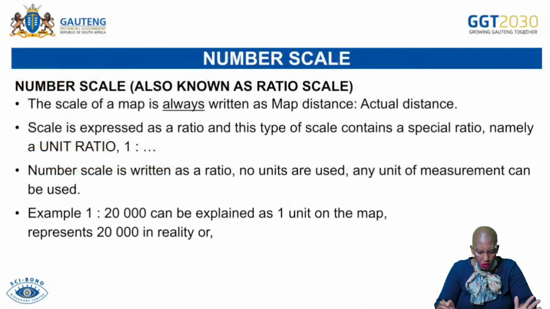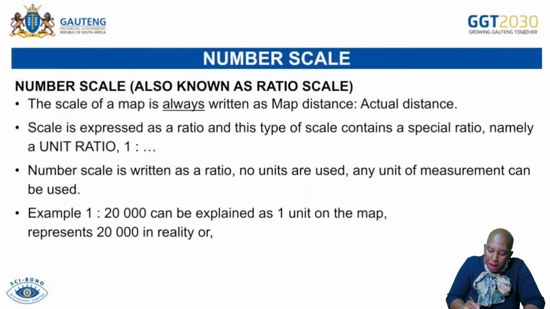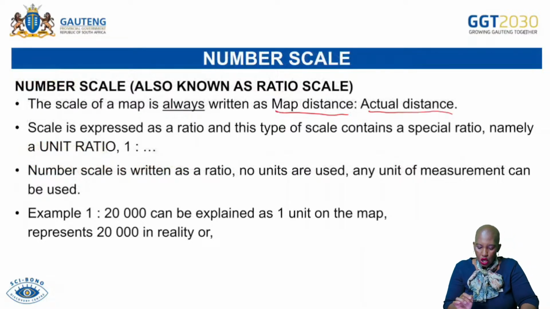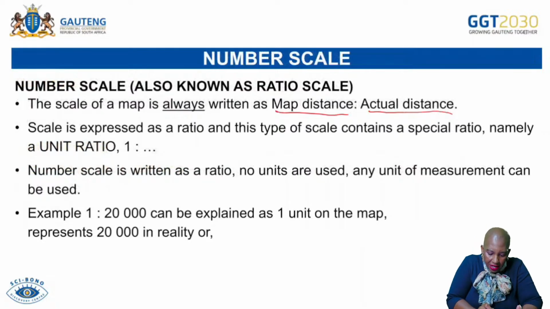So boys and girls, let's continue with our lesson. Number scale, also known as a ratio scale. The scale of the map is always written as map distance to actual distance. The scale is expressed as a ratio, and this type of scale contains a special ratio, namely a unit ratio, which means it will be 1 is to something.